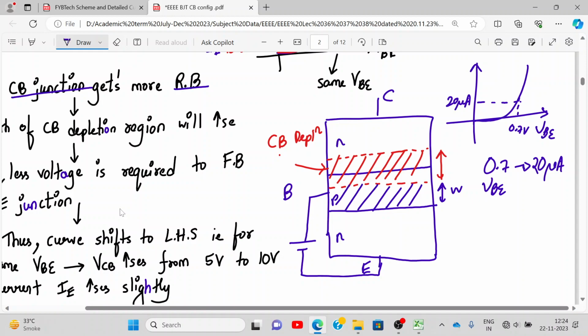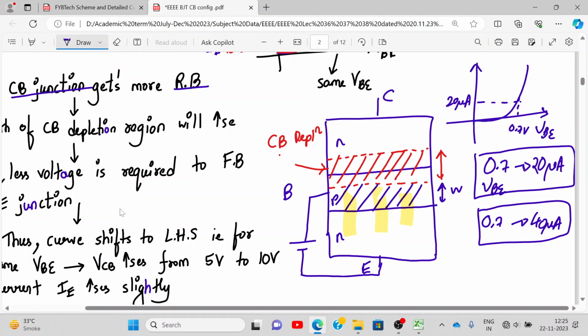Now, since the depletion layer is more at the collector base junction, the base region width is less. All the carriers which are coming over here will recombine less because there are fewer holes now. So the carrier recombination will reduce. Due to that, what will happen? At the same voltage, let's say earlier, when the depletion region was normal, this is what was happening. But now at 0.7 volts, you are getting 40 microamperes of current. Why the increase in the current? Because the base region is reduced, there are fewer recombinations, so more carriers will travel towards the collector without recombining in the base.